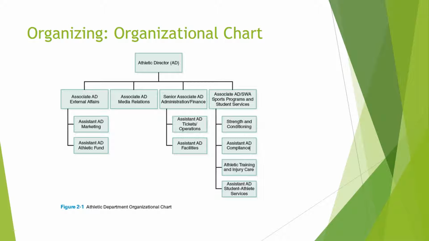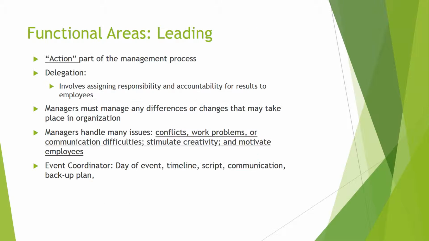So this is who you would answer to. So if you're the assistant athletic director of fundraising, then as far as the chain of command goes, your immediate supervisor is going to be the associate AD of external affairs per this example. All right, so as long as you have a basic understanding of what an organizational chart is.